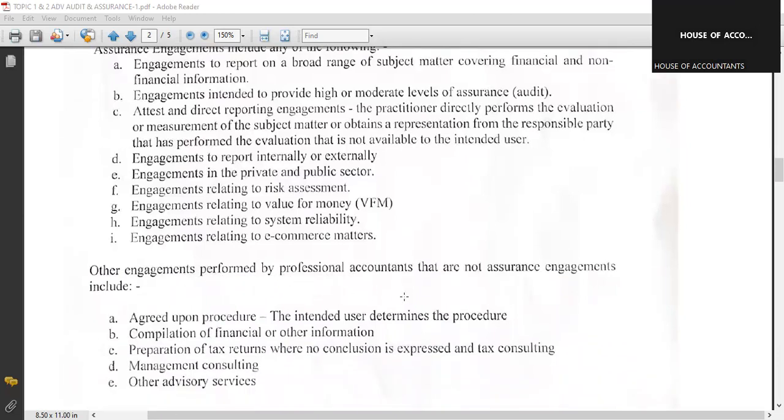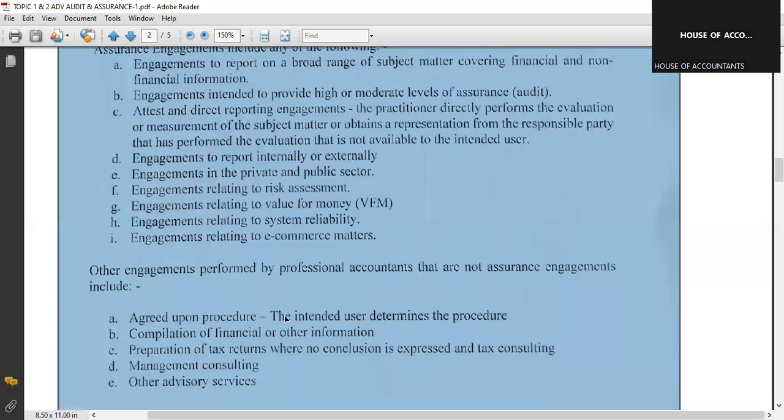Other engagements performed by professional accountants that are not assurance engagements include agreed upon procedures, because it cannot be assurance here, they are giving you what to do. It's agreed upon. This is what they want to achieve, and they give you the laid down procedures which you must follow. Then the compilation of financial statements and other information, you are compiling them together. So it depends on the document or availability of information. If the information is not available for you, you may not be getting the total information you're supposed to present. So therefore, this might not be the assurance you are expected.